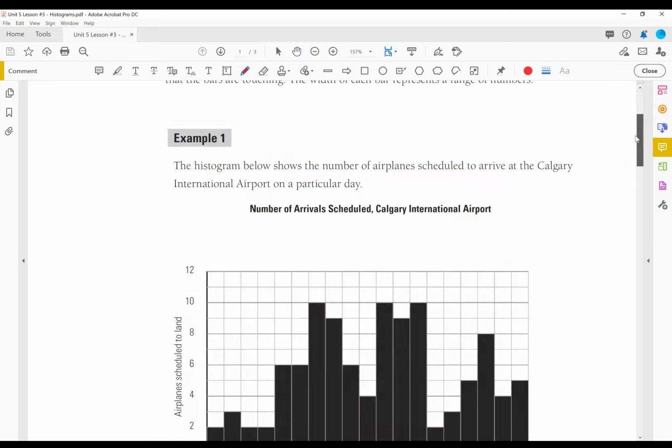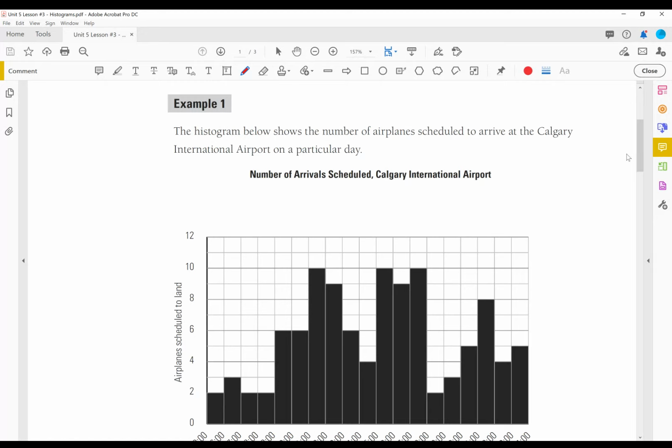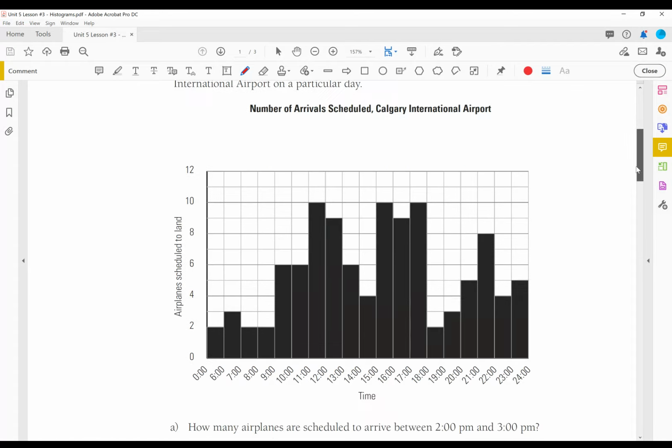So here in this first example, the histogram below shows the number of airplanes scheduled to arrive at the Calgary International Airport on a particular day. If we look at the graph, first of all, the title: number of arrivals scheduled at the Calgary International Airport. You can see the graph immediately. It's a bar graph, but the bars are touching each other, right? There's no space in between there. And so this is actually not just a bar graph, it's called a histogram.